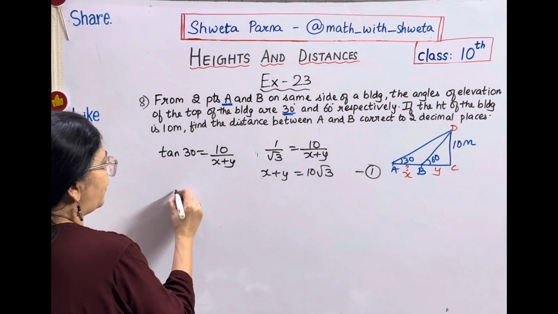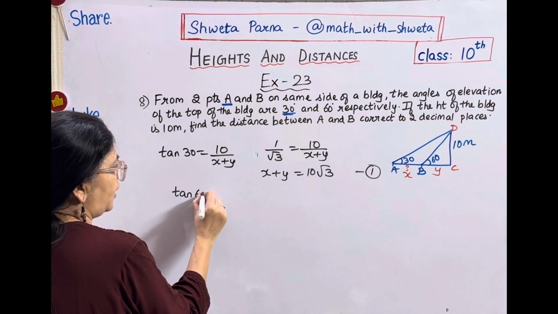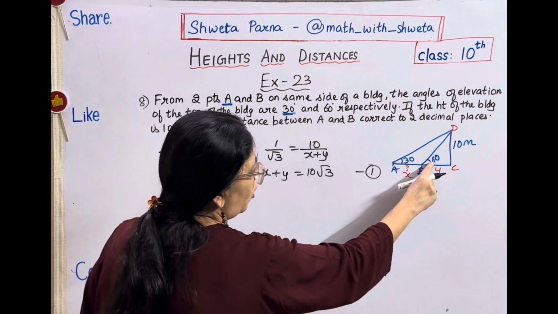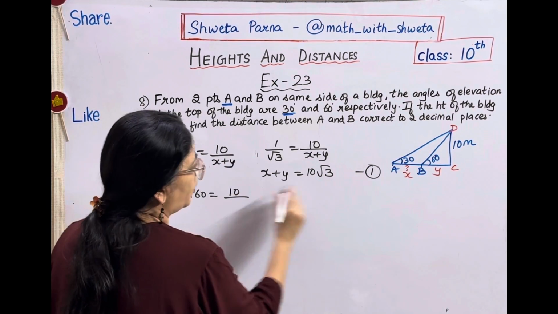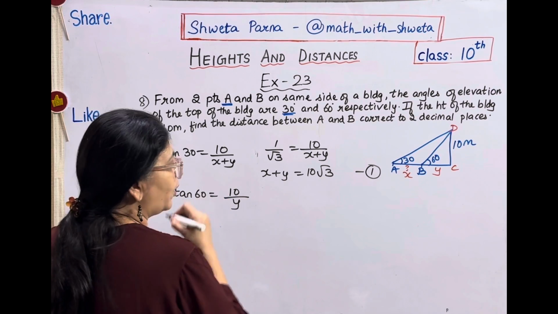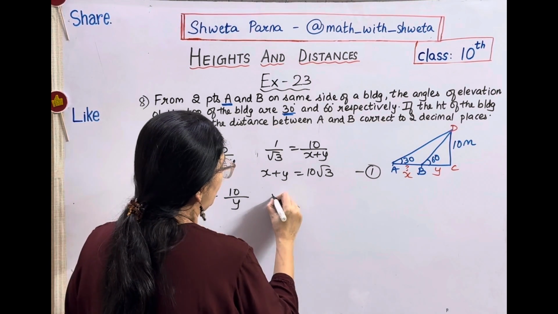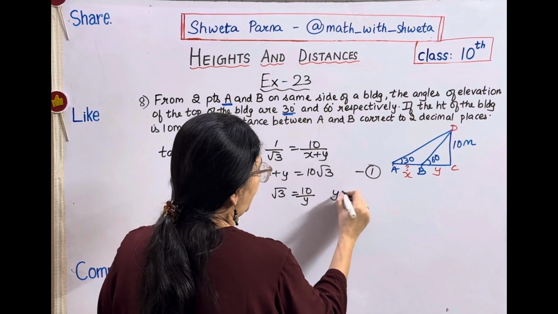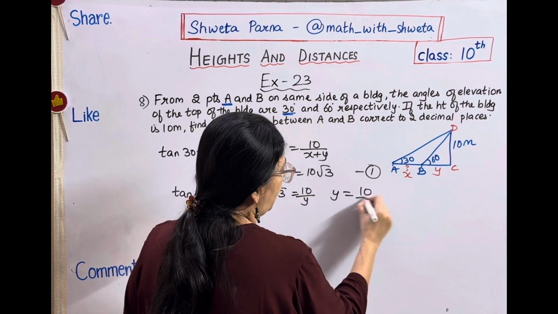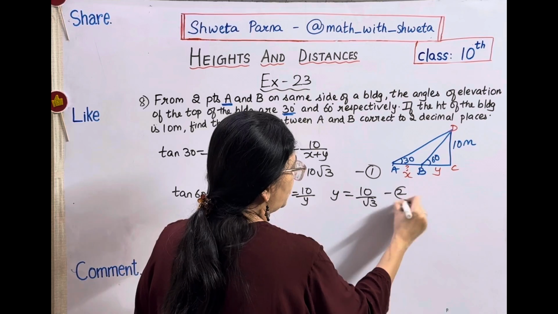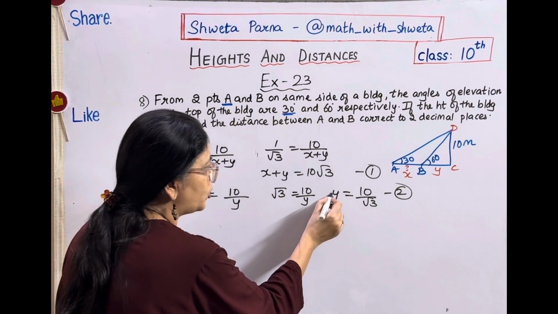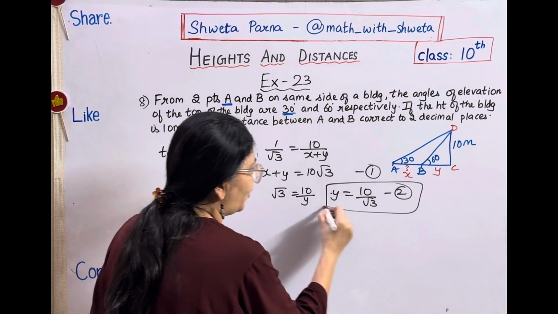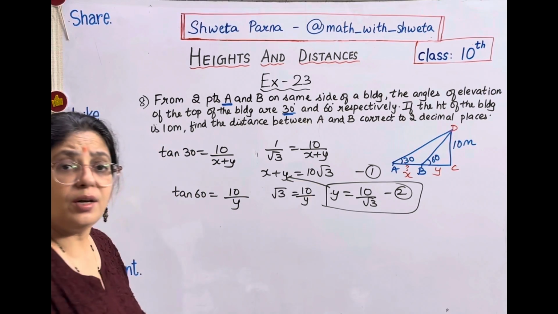Now let's find tan 60. Tan 60 is opposite, which is 10, upon base y. What is the value of tan 60? It is root 3, which is equal to 10 upon y. So y is equal to 10 upon root 3. This is equation 2. Now substitute this value of y in equation 1.